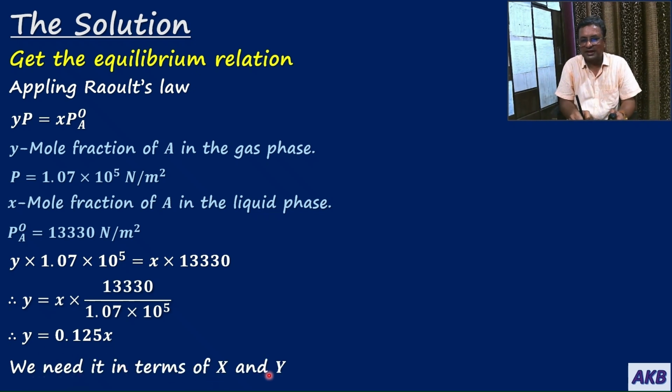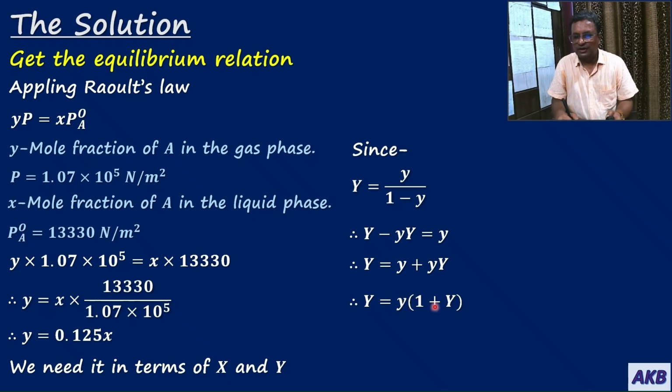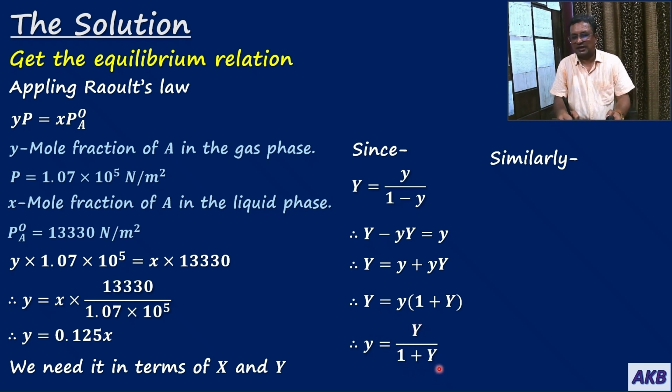We need it in terms of capital X and capital Y. So next we will be converting this relationship in terms of capital X and capital Y. For that we know that capital Y is small y upon 1 minus small y. If I bring this term to this side and multiply the two terms, we will have capital Y minus small y into capital Y is equal to small y. Then when I take this term to this side, capital Y is equal to small y plus small y into capital Y. In the next step I can take small y common. Therefore capital Y is equal to small y into 1 plus capital Y. That is, small y will be equal to capital Y upon 1 plus capital Y. So that gives us the relationship for small y.